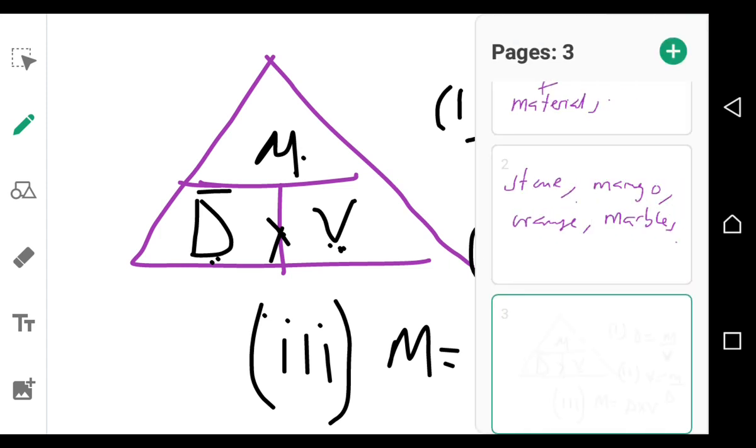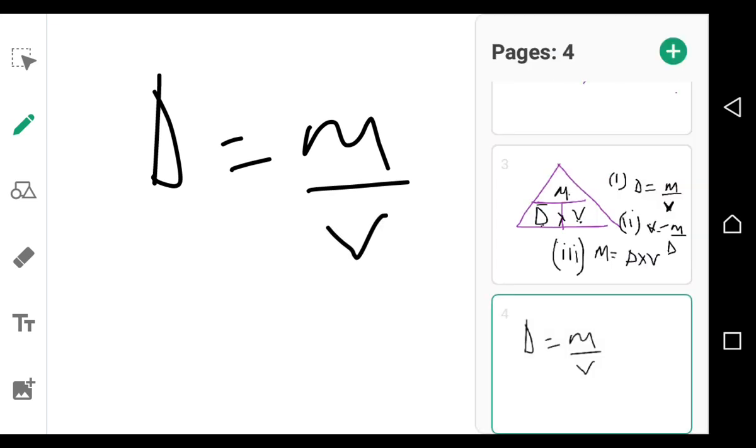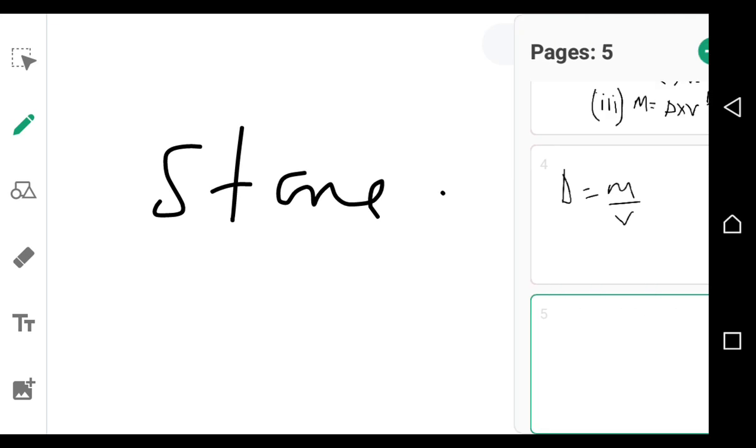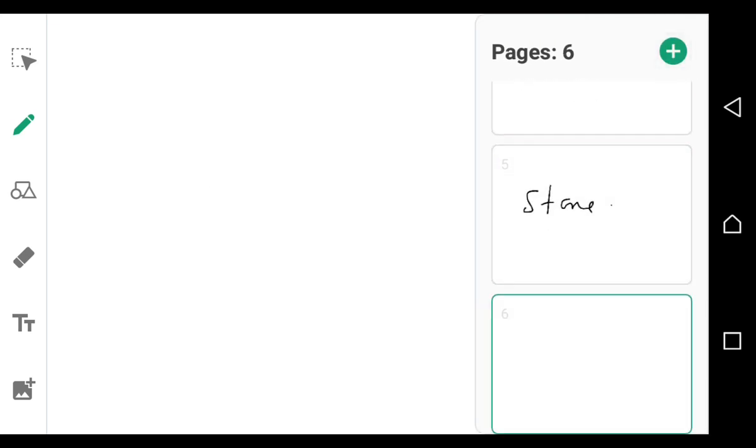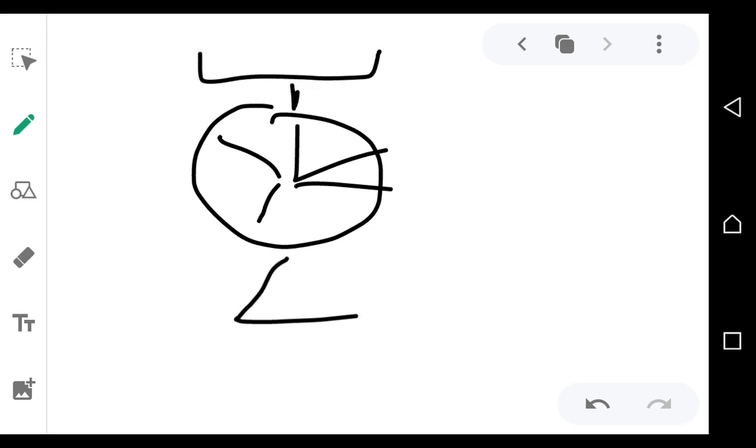Since the density formula is mass over volume, sometimes they can ask you to find the density of, for example, a stone. The first thing you do is measure the mass of the stone using a beam balance. A beam balance looks something like this. It has calibrations like this, and a stand like this. Here there are numbers, 0, 10, 20, 30, and so on.